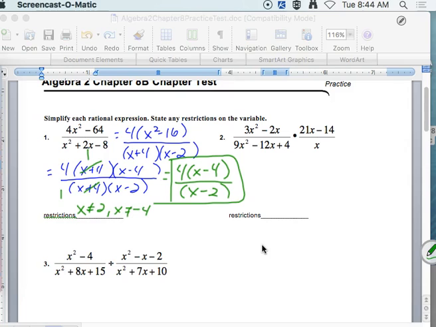Yep, from the very beginning, that first denominator that we had, negative 4 would give us a 0 in the denominator, and 2 would give us a 0 in the denominator. Well, 2 looks a little more involved. All right, how do you want to start? X, that's it.